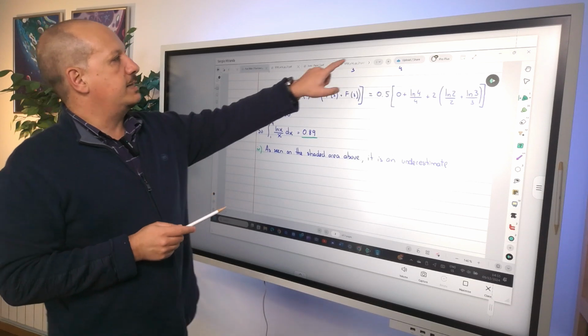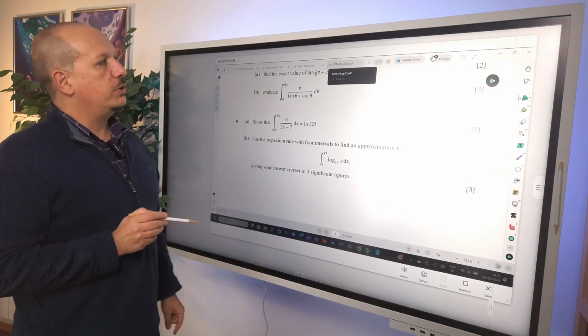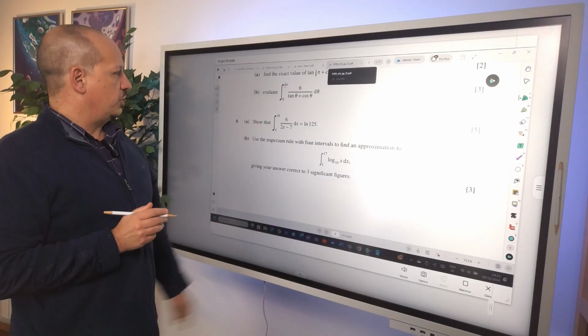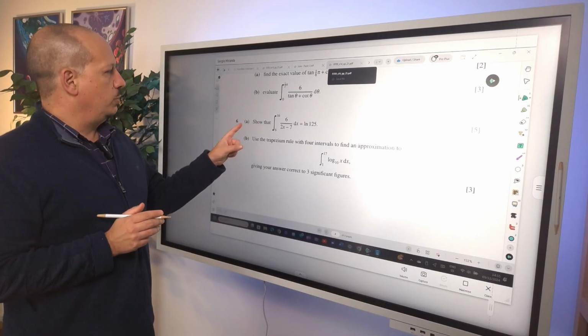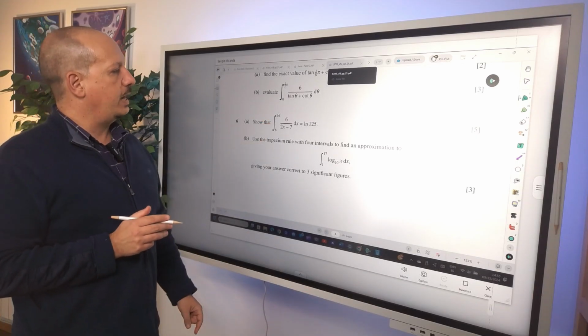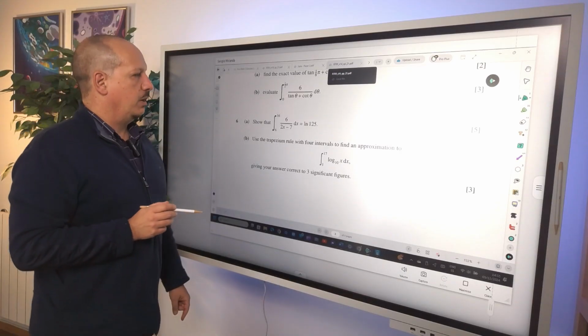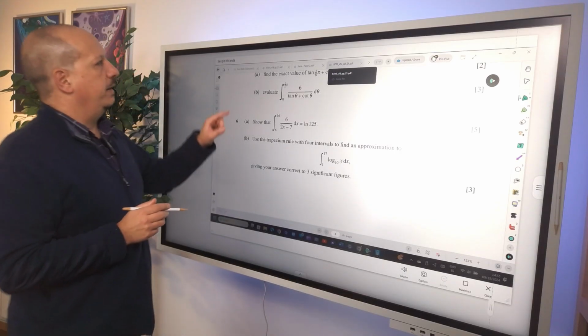Let's go to the last exam question. It's Spring 2014, question paper 21, question 6. Show that the integral between 6 and 16 of 6 over 2x minus 7 dx equals natural logarithm of 125.